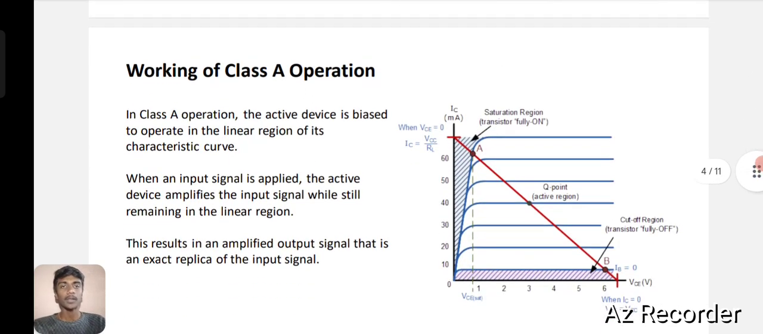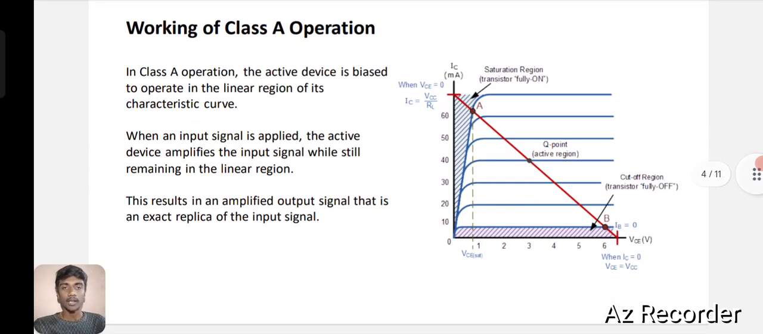Next slide. Next slide is the working of class A operation. In class A operation, the active device is biased to operate in the linear region of its characteristic curve. When an input signal is applied, the active device amplifies the input signal while still remaining in the linear region. This results in an amplified output signal that is an exact replica of the input signal. We have seen the graph of this operation.